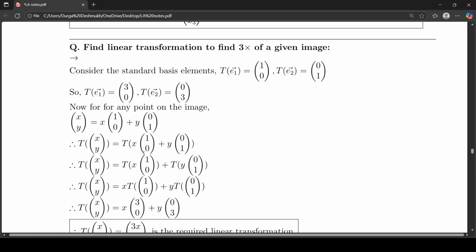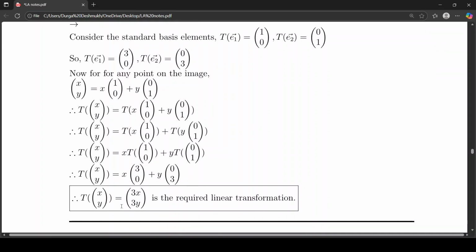Since we know the first property, right, we can distribute it. So T of x into this plus T of y into this. This is nothing but a scalar alpha into a vector, so we will take the scalar outside. So x into transformation of the first element plus y into transformation of the second element. We already have the transformations here, right? So we just put them in place of T(1, 0) and T(0, 1). Then by solving this, we get (3x, 3y). So it is the required linear transformation for zooming an image 3 times, right?